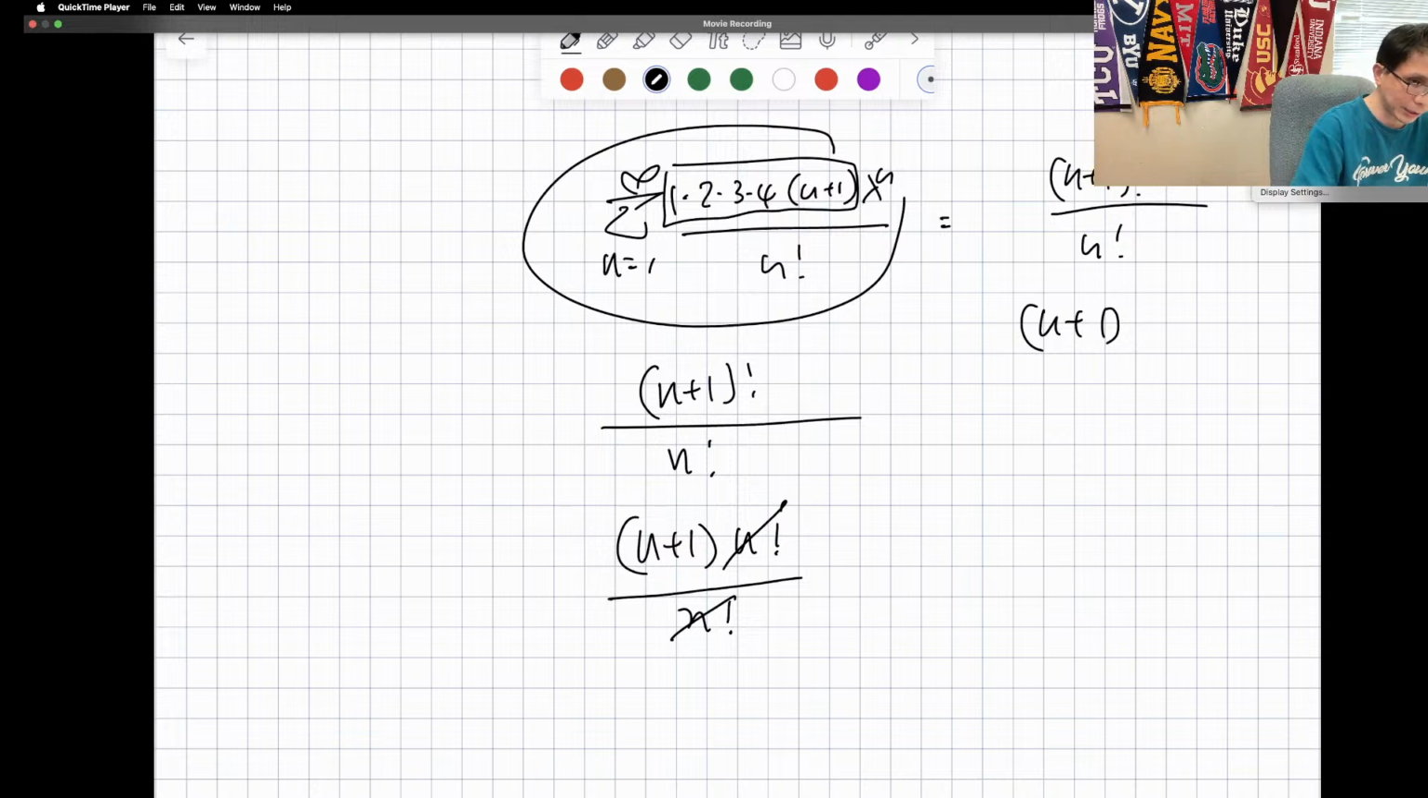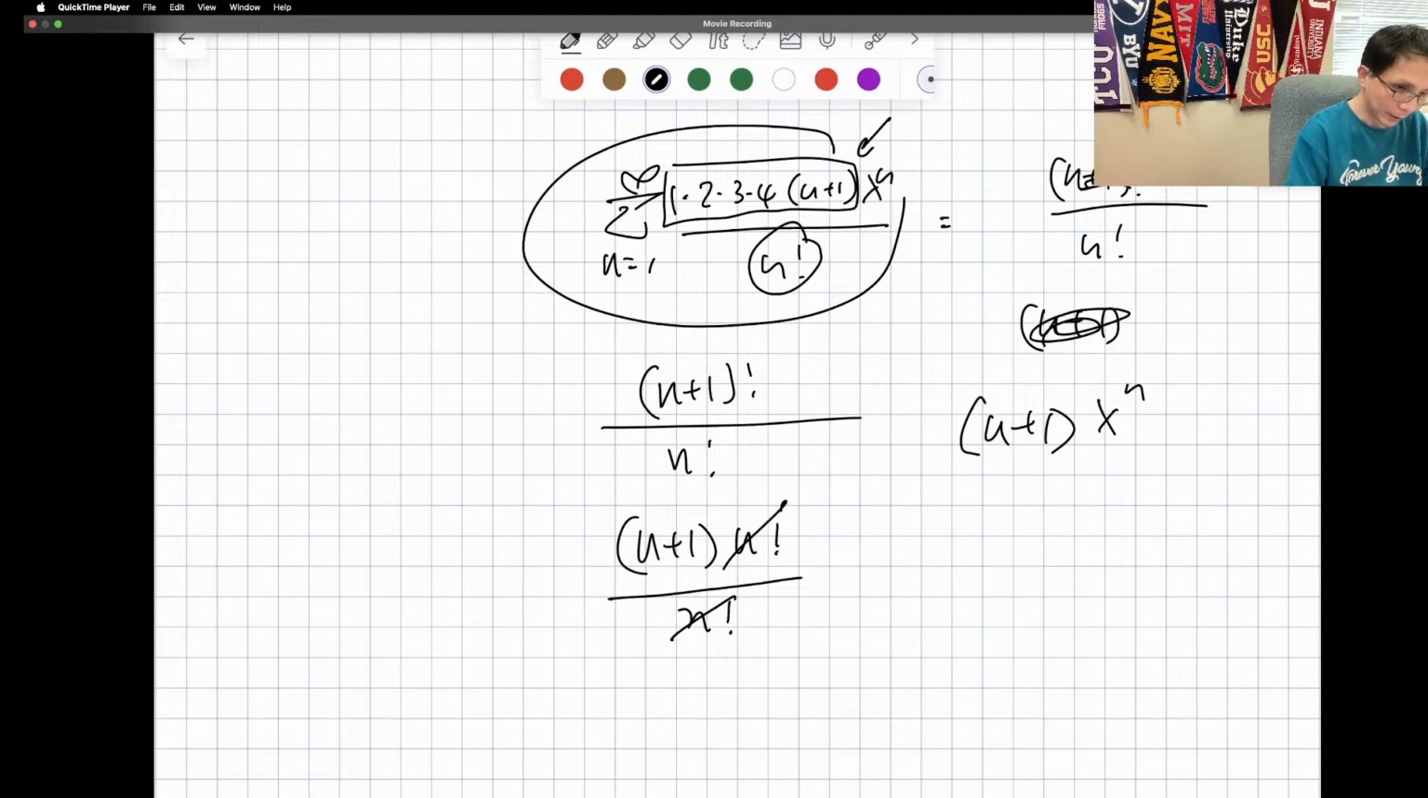So it just recognizes that this is 1 times 2 times 3 times 4 all the way to m plus 1. So if that's the case, it's m plus 1 factorial. If it's m plus 1 factorial, then it's going to be m plus 1 times m factorial. So m factorial can cancel out with the m factorial on the bottom. This 2 can cancel out. Eventually it will be m plus 1 times x to the n, and the summation of n equal to 1 to infinity. And then you can finish there.